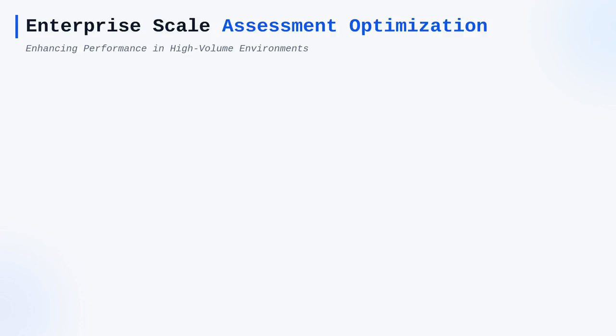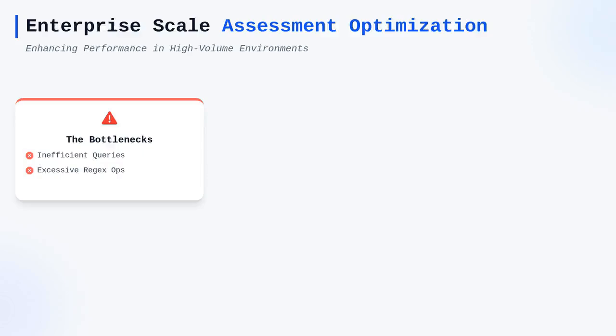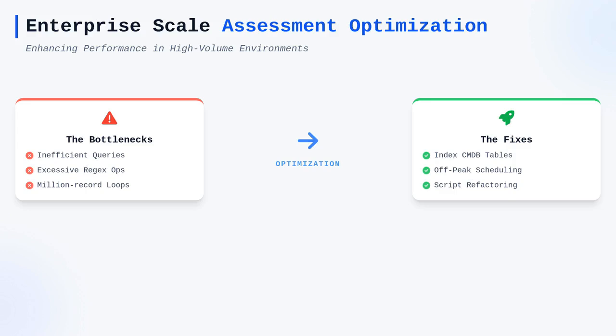Optimization of the underlying assessment scripts is a recurring theme when dealing with enterprise-scale environments. Because the calculation engine potentially loops through millions of software installation records, poorly constructed queries or excessive regex operations will degrade system performance. You should aim to optimize these lookups by ensuring the relevant CMDB tables are properly indexed and that the reconciliation routines are scheduled for off-peak hours.